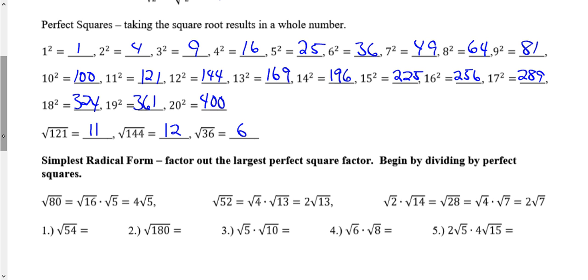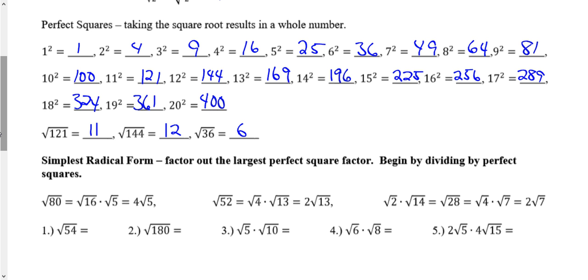Okay, you want the biggest one. So I might start doing 80, well, I'm not going to divide it by 100, right? I'm not going to divide it by 81. 80 divided by 64 is not going to go in too well. So maybe 80 divided by 36. Do that right now. Do 80 divided by this perfect square, 36. What do you get? A decimal. You're looking for a whole number, right?